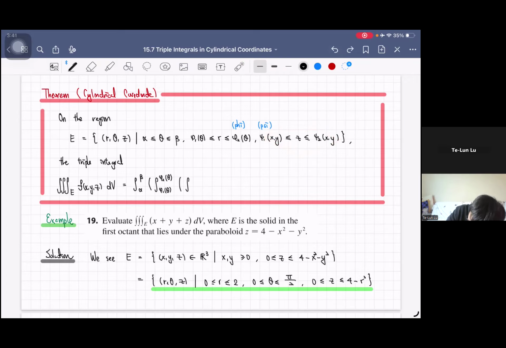So those will be psi 1 of r cosine theta, r sine theta, and psi 2 of r cosine, r sine. And don't forget to change your variables in the integrand to r cosine, r sine, and z, with dz, dr, d theta.